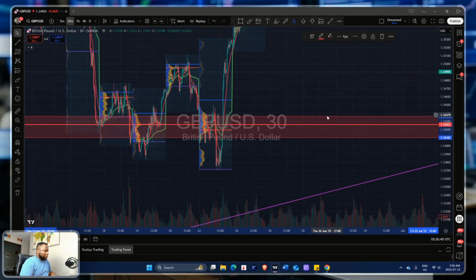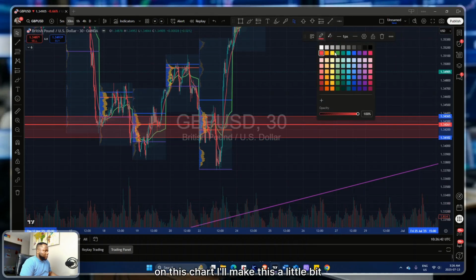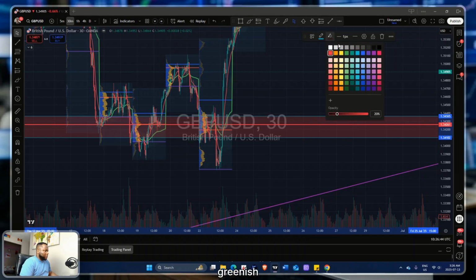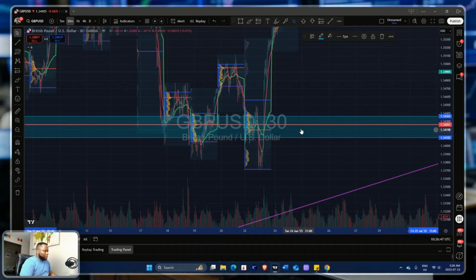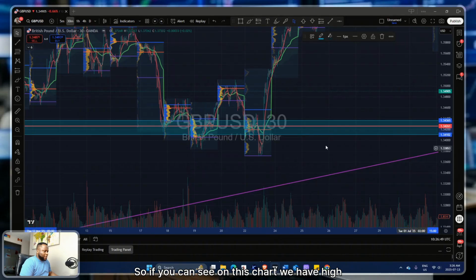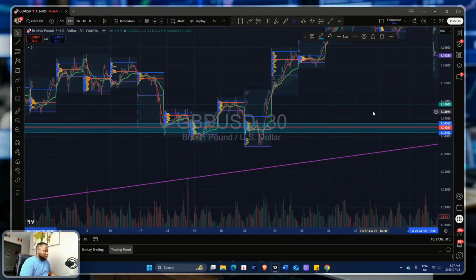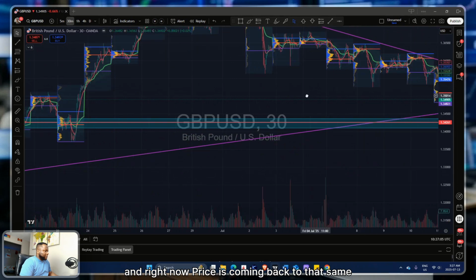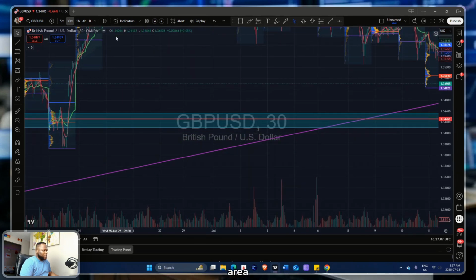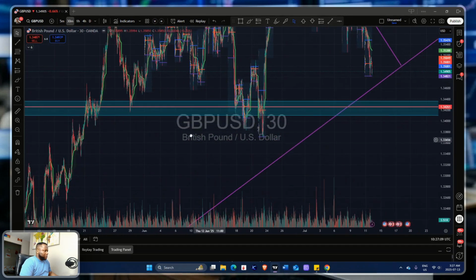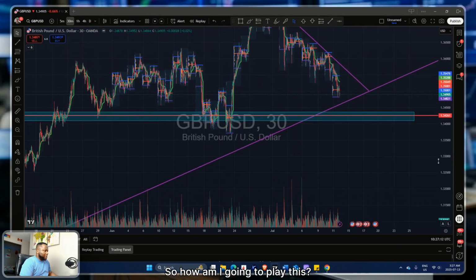If you can see on this chart, I'll make this a little bit green-ish support. We have high concentrations of orders on the volume profile. We have a POC here, a POC here, and a VWAP, the previous day VWAP, where price took off from this area, this location. And right now, price is coming back to that same area of concentration, right?